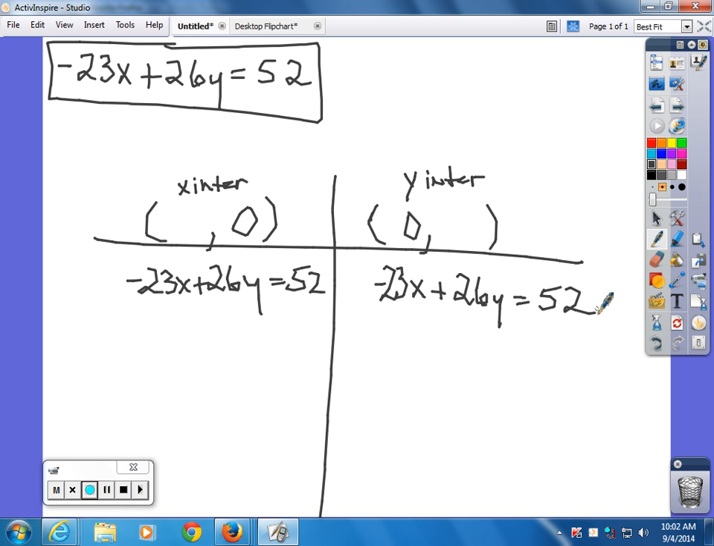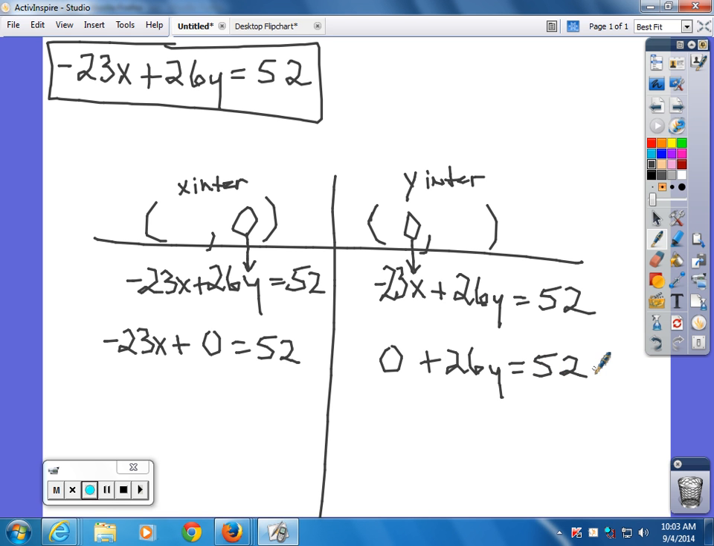Notice how I lined up my equation. All you got to do now is drop what? That 0 into that y. Drop that in there for that x. So negative 23x plus 0 is equal to 52. And 0 plus 26y is equal to 52. All right, finish it out.